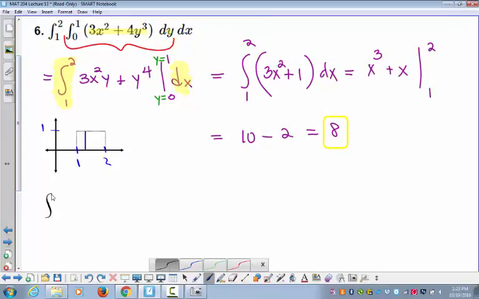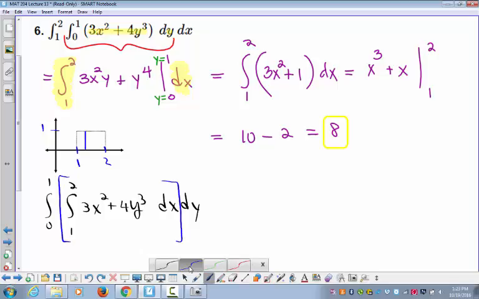So let's check. So if we go 0 to 1, and then 1 to 2, 3x squared plus 4y cubed. So we're switching our differentials, and the inner integral is now with respect to x. So now, actually, I want to put those brackets in a different color. So here with respect to x, that's going to create a cross-sectional area function that's going to give us the area for any y value between 0 and 1. It's going to give us the area above that element.